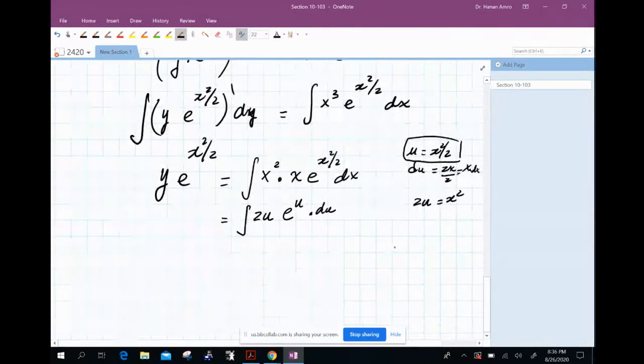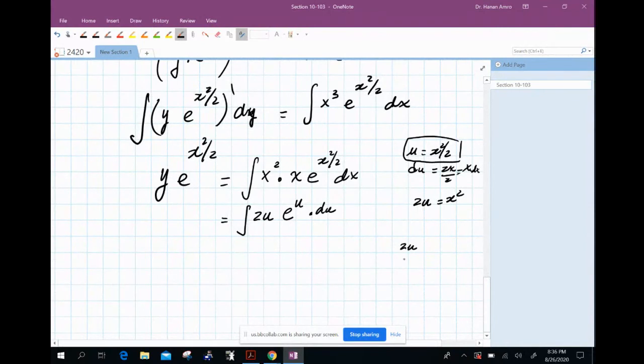The minute we make the replacement, now I can see integration by parts. I'm going to call 2u, and then when I take the derivative, that will be 2. Over here is the derivative, and that will be 0, and over here is the integration. The integration of e to the u is e to the u, and it keeps on going, e to the u.